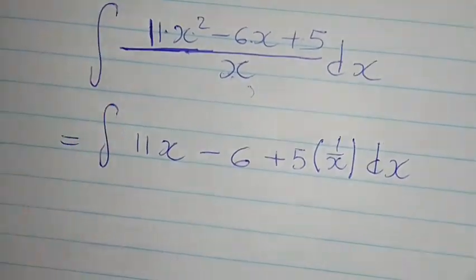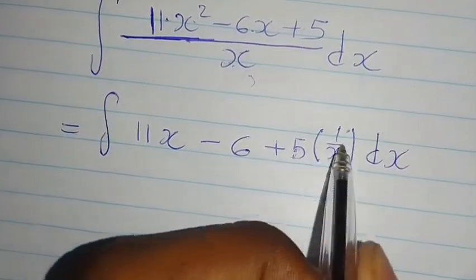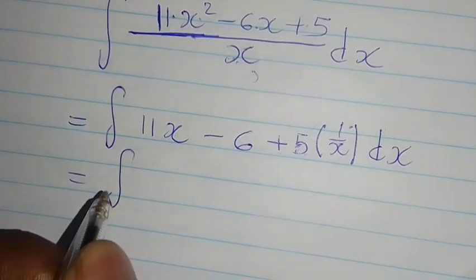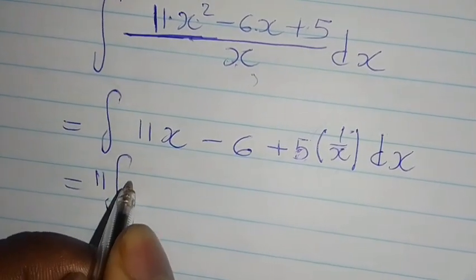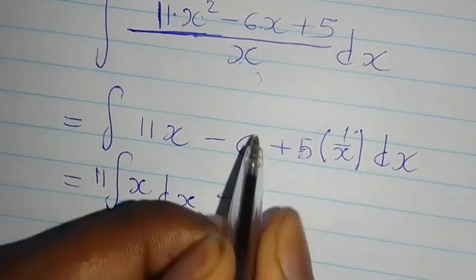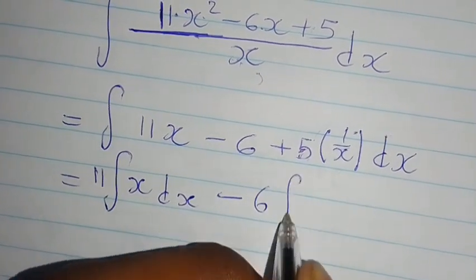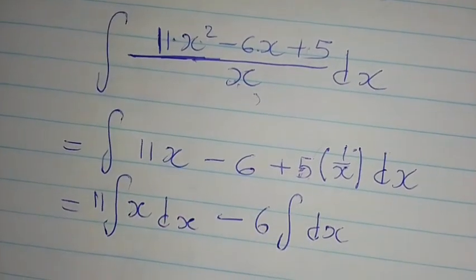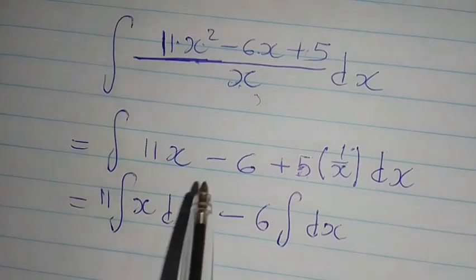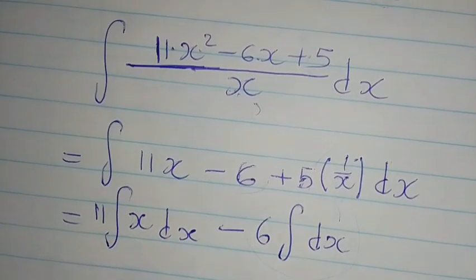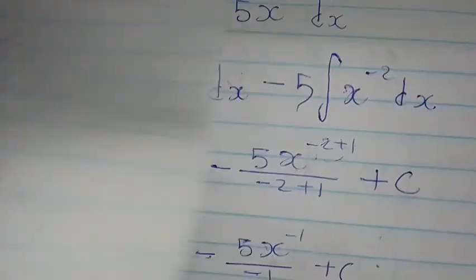You don't need to represent it in this way. You can still write 5 over x, that is still fine. Then you just apply the formulas I showed you. So you'll have the 11, the integral of x dx, minus 6. I can do this because 6 is a constant. Then you'll have something like this. Maybe I should include it.